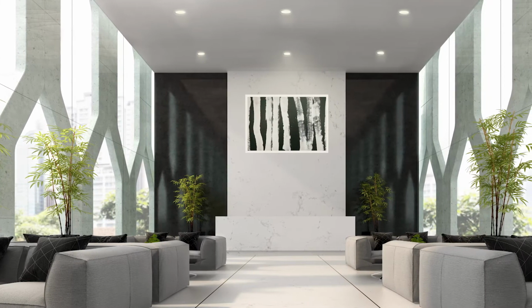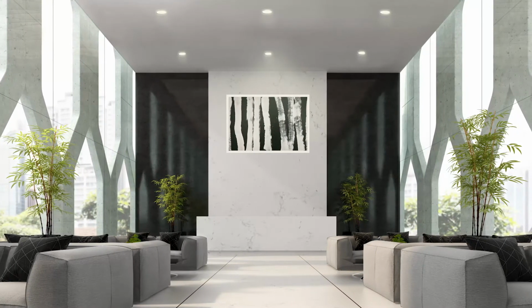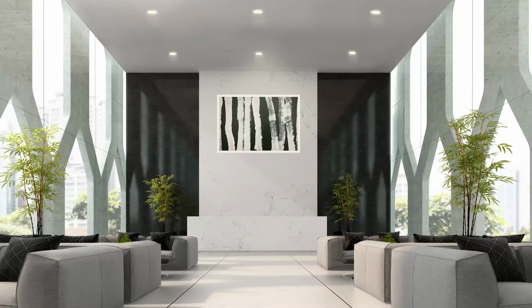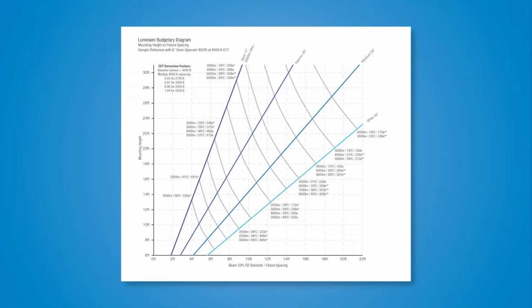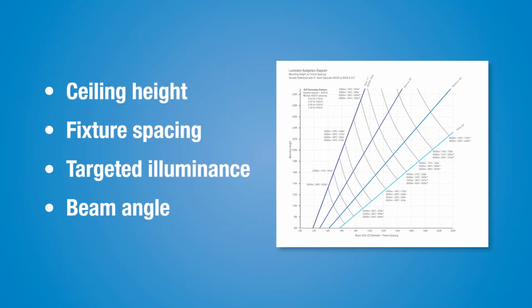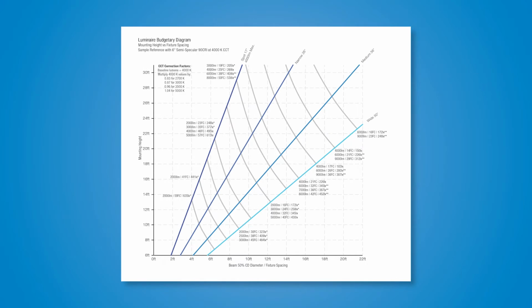Today, we will be going over how to effectively use the easy layout guides available on the Genesis spec sheets to create an easy layout and determine the best fixture for the space. These charts allow you to understand which fixture details are best suited for you based on ceiling height, fixture spacing, targeted illuminance, and beam angle. Each graph summarizes 116 different IES files into one easy-to-use visualization.